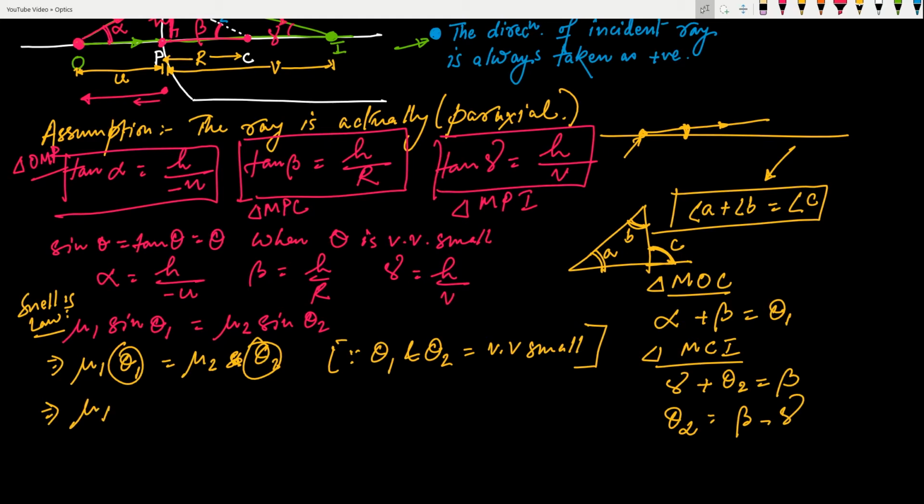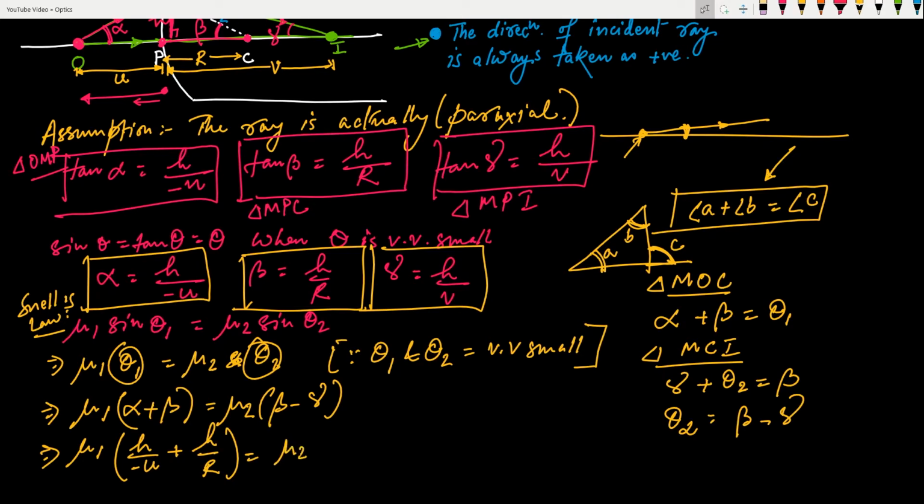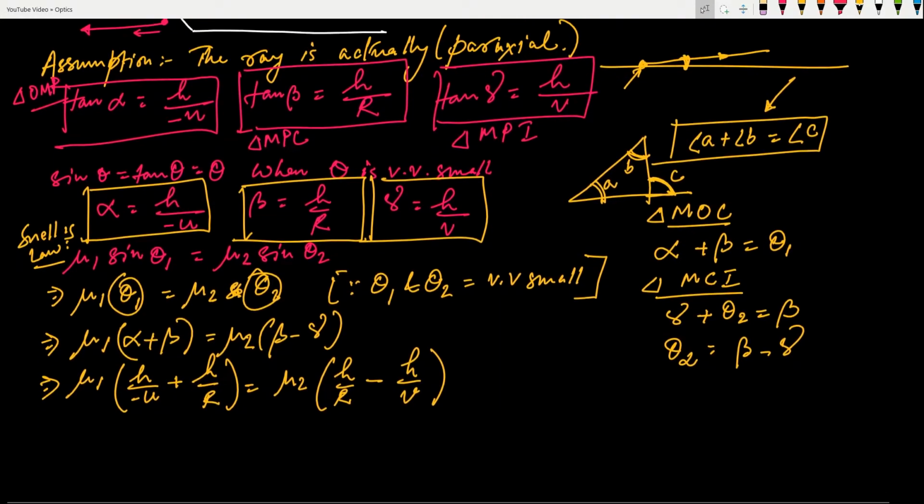So mu1 theta 1 is actually alpha plus beta, and mu2 theta 2 is actually beta minus gamma. Now we'll be putting the value of alpha, beta and gamma from the formulas we have found out. This is alpha, this is beta and this is gamma. Simple as that. So alpha will be h by minus u, beta will be h by r, and mu2 times beta, which is h by r, minus gamma, which is h by v. Now since we have put this value, we are almost at the end of our derivation.